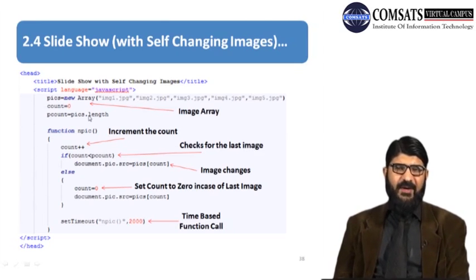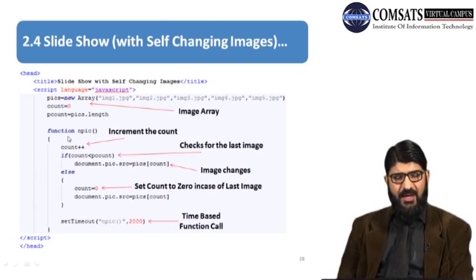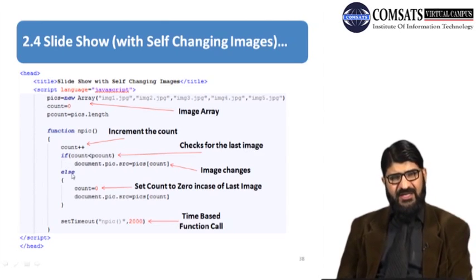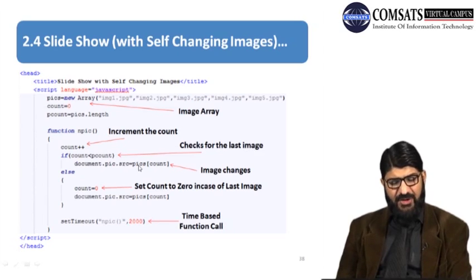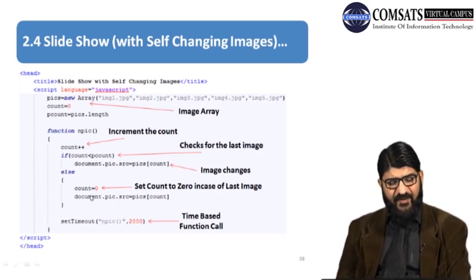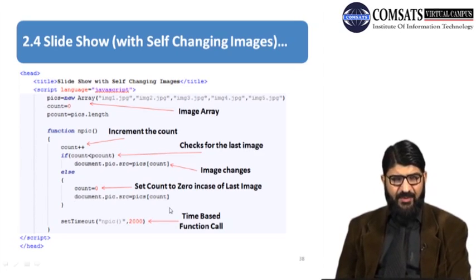Now we are going to increment the count with the function. The function is mentioned as next picture and the count increases, and now the checks are mentioned in a conditional statement. If the count is less than the pic count, that is the array, then the document.pic.source is mentioned for the image changes. And in case the count becomes 0, it is the case that it is displayed for the last image, so it will come to the last image with the pics count.